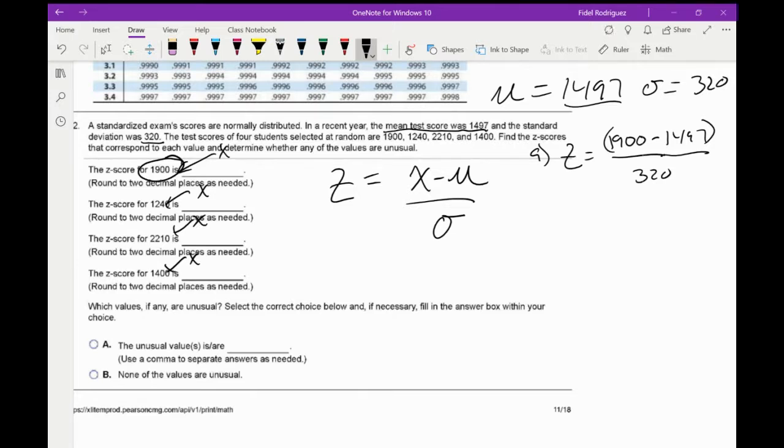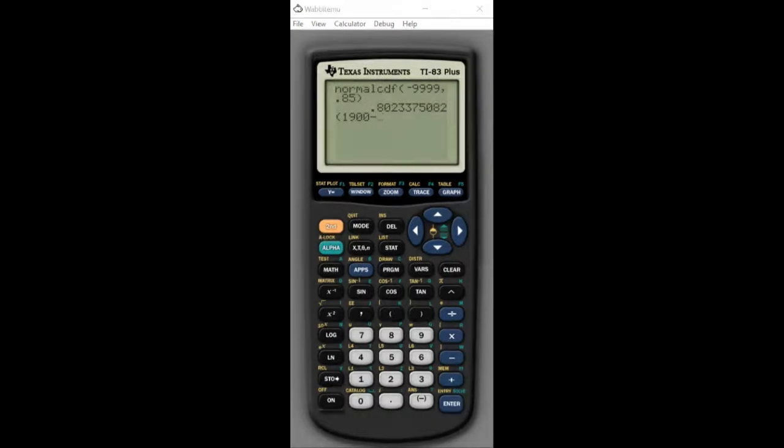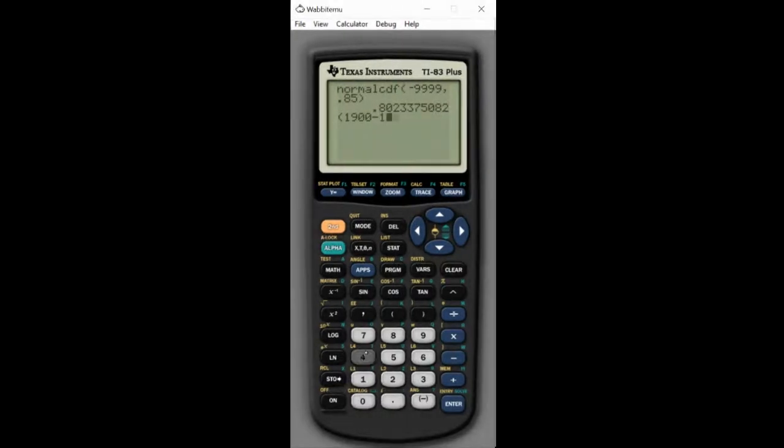So let me get this thing going again. Here we go. Okay, so let me come back to my calculator so I can show you exactly what I'm going to do. Okay, and so I'm going to put parentheses, and we had 1900 minus, what was the score, 1497. Divided by, was it 320? 320. There you go. Thank you, sir.